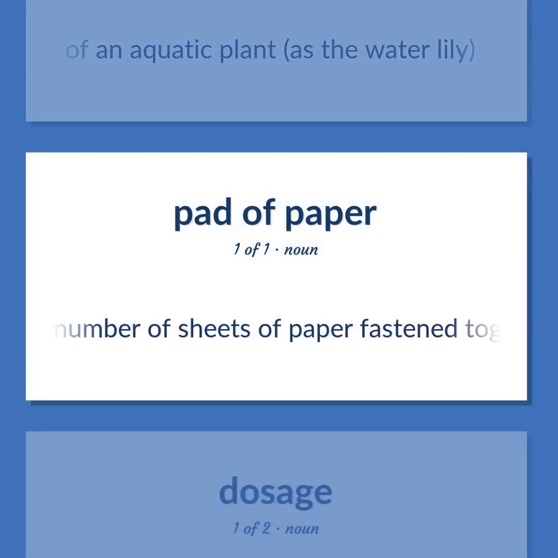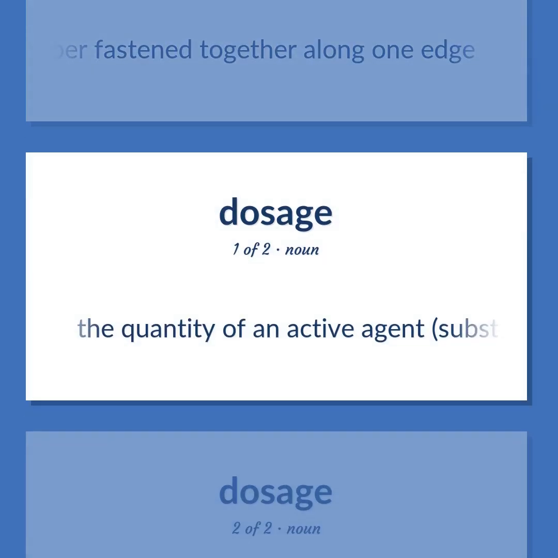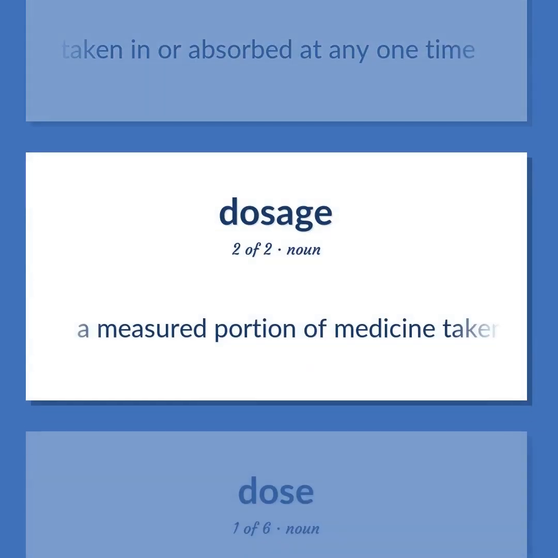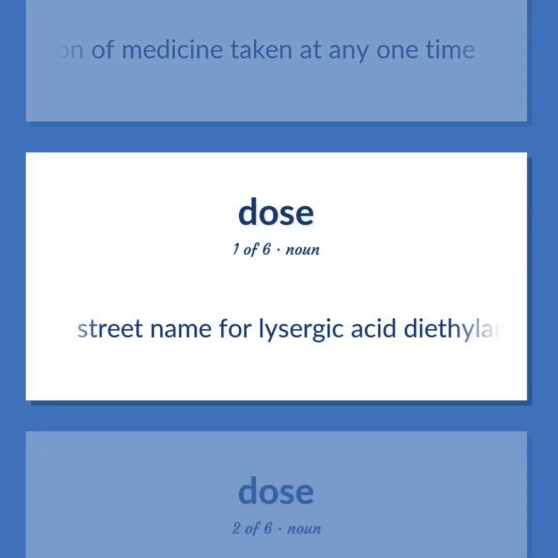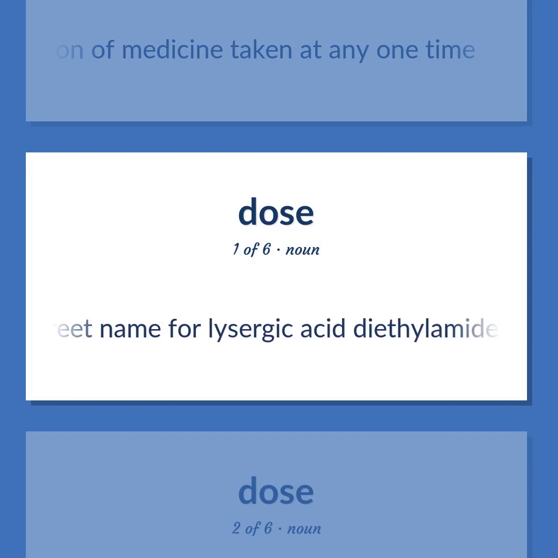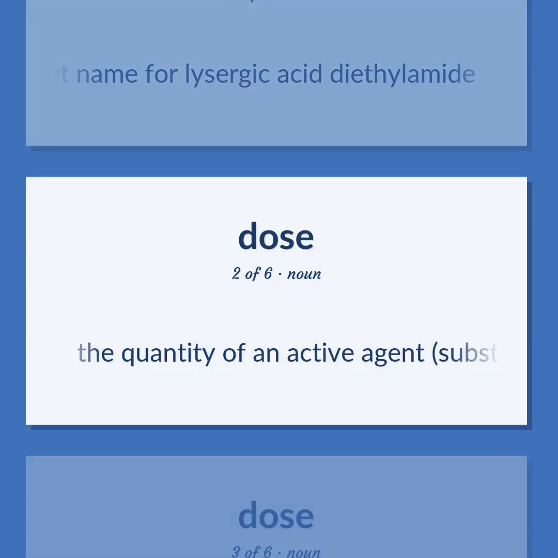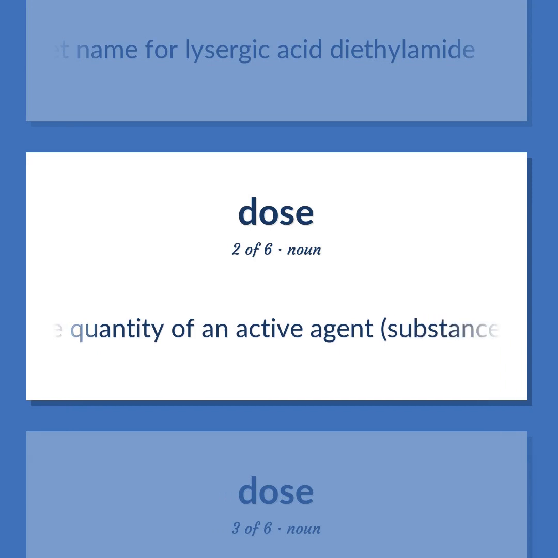A number of sheets of paper fastened together along one edge. The quantity of an active agent, substance or radiation, taken in or absorbed at any one time. A measured portion of medicine taken at any one time. Street name for lysergic acid diethylamide. The quantity of an active agent, substance or radiation, taken in or absorbed at any one time.